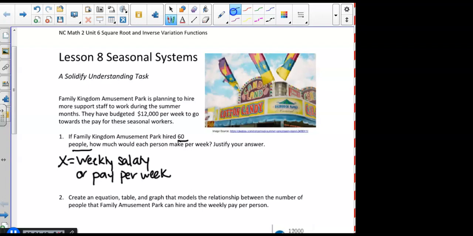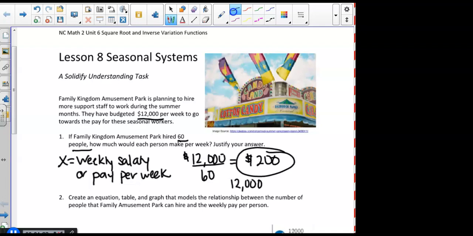So if they have budgeted $12,000 and they hire 60 people, we can divide $12,000 by 60 to figure out how much money per week we could pay each employee, and that would be $200 per week. If we're looking for an equation, we could write that 12,000 should be equal to 60x, and divide both sides of that equation by 60, and we'll get x equals 12,000 divided by 60. So the amusement park would be able to pay $200 per week per person.